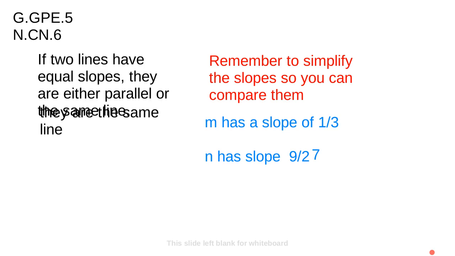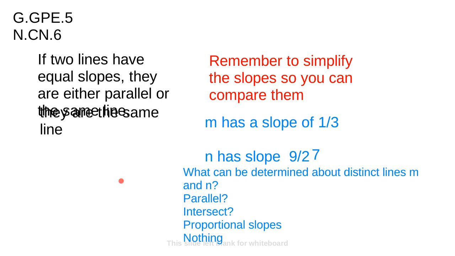So our options were parallel, intersect, proportional slopes, nothing. These are our options. Okay. And so if you took these two things, 1/3 and 9 over 27, in fact, if we divided the top and the bottom of 9 over 27 by 9, in other words simplified the fraction, we would still get 1/3.